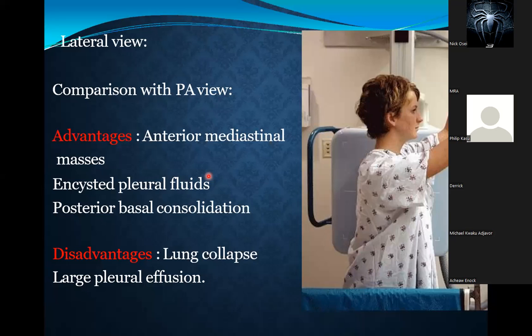Or basically, what are the advantages of a lateral chest X-ray compared to a posterior anterior X-ray? The disadvantage, however, is that a lung collapse and large pleural effusion may not be visualized well. So you should take note of these things when you are ordering these investigations.